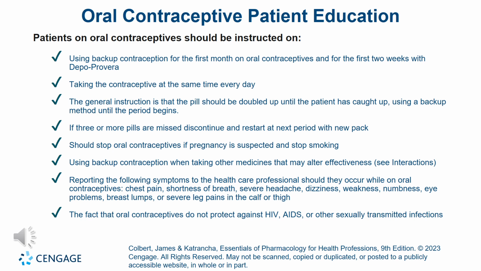If 3 or more pills are missed, discontinue and restart at the next period with a new pack. They should stop oral contraceptives if pregnancy is suspected, and stop smoking. Use backup contraception when taking other medicines that may alter effectiveness. See the interactions. Report the following symptoms to the healthcare professional should they occur while on oral contraceptives: chest pain, shortness of breath, severe headache, dizziness, weakness, numbness, eye problems, breast lumps, or severe leg pains in the calf or thigh. And note that oral contraceptives do not protect against HIV, AIDS, or other sexually transmitted infections.